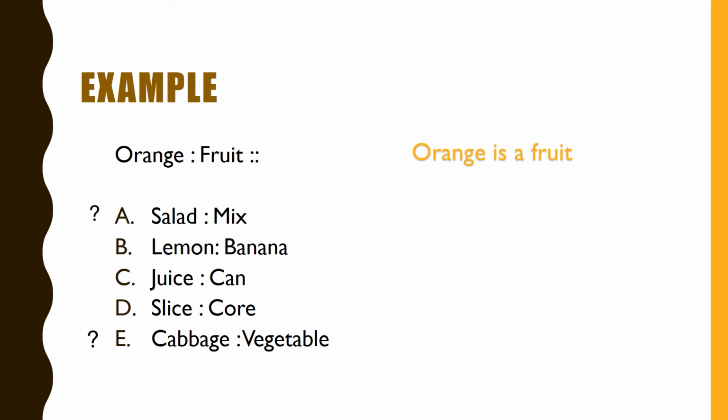We will make it more specific. So the new sentence can be orange belongs to fruit category. And that will lead us to the right answer, which is cabbage belongs to vegetable category.